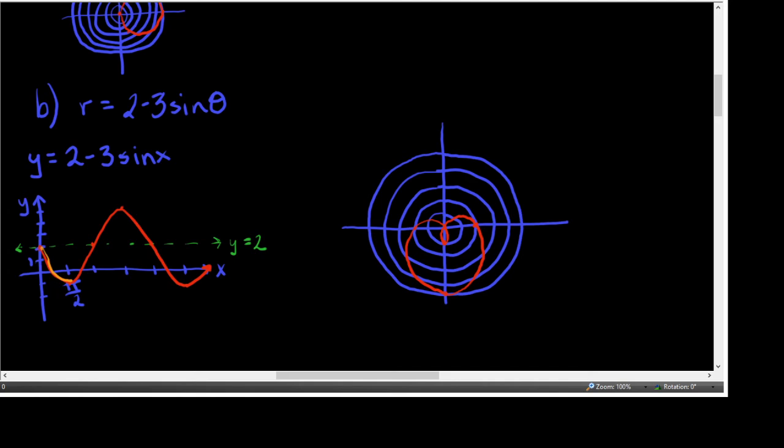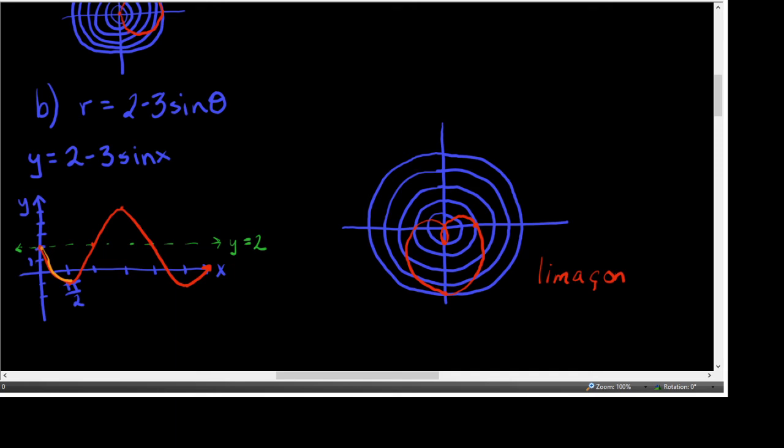And this graph is called a limaçon. My French pronunciation, I'm sure, is wrong, but hopefully you'll forgive that if you actually speak French. Otherwise, you'll go, well, that sounds pretty good to me, because you have no idea either. That's all right. This is called a limaçon. This is a limaçon with an inner loop.